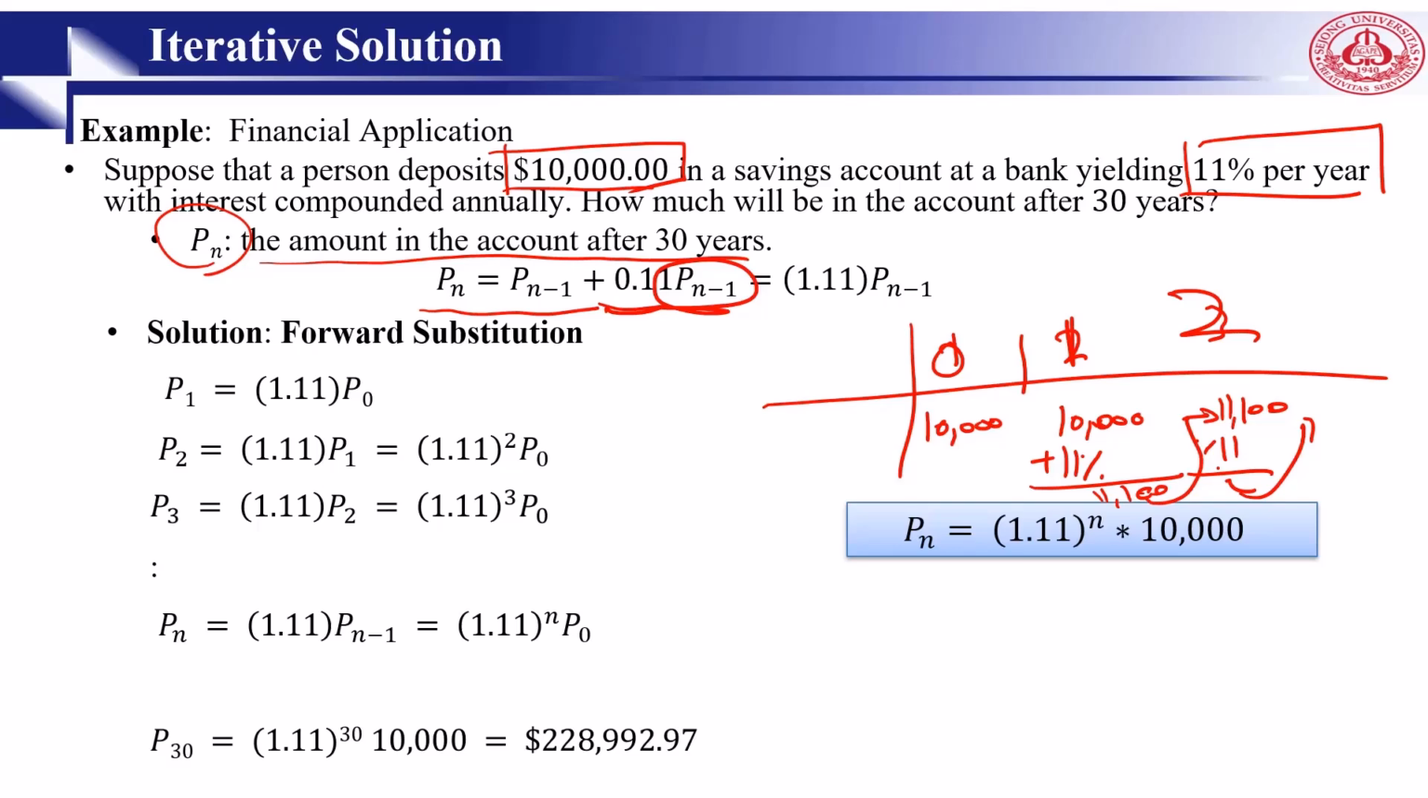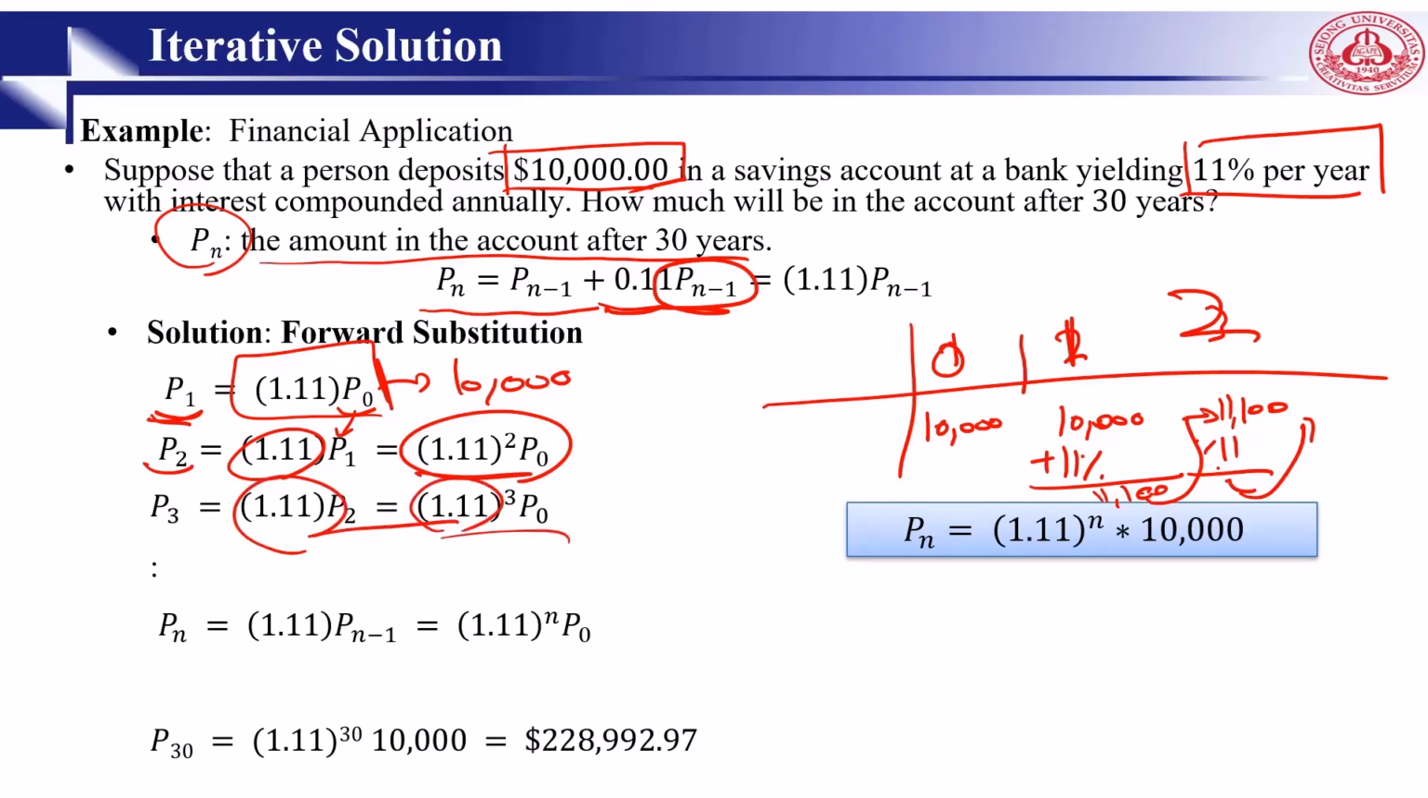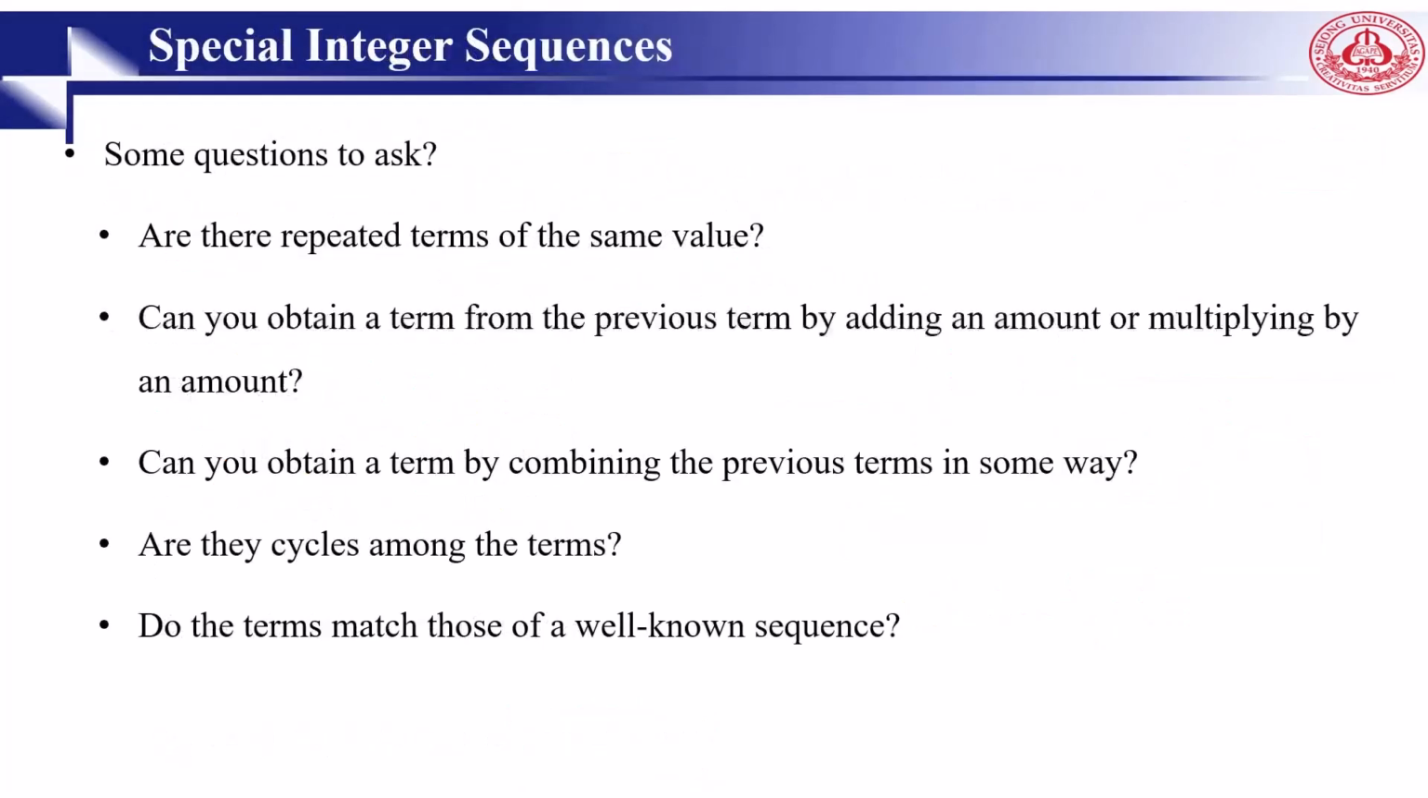So P1, at the end of year 1, we have P0, which is 10,000, plus 11%, right? Then for P2, we have this amount multiplied by the interest. We do the same again, and finally we come to this amount. So the closed form is this one: Pn equals 1.11 to the power of n multiplied by 10,000. This is the closed form for this one.